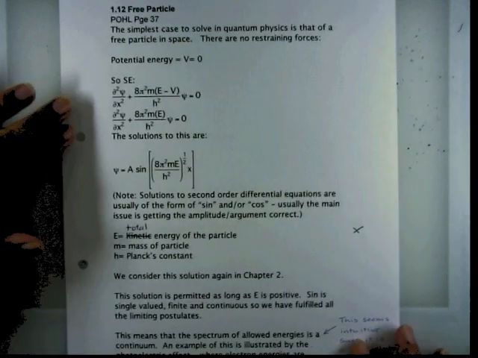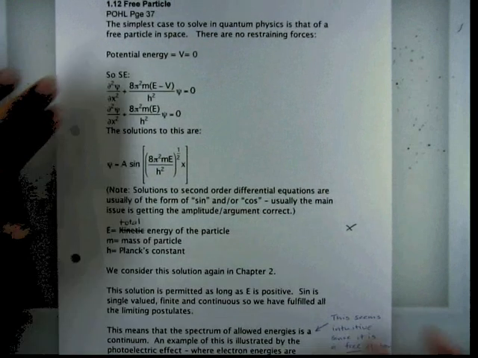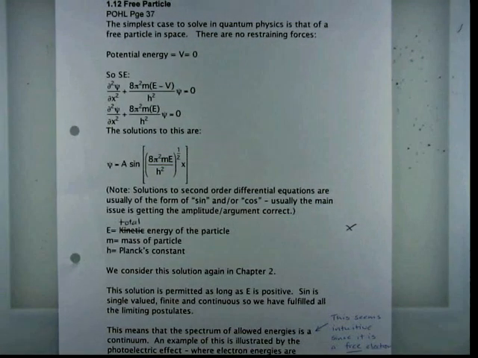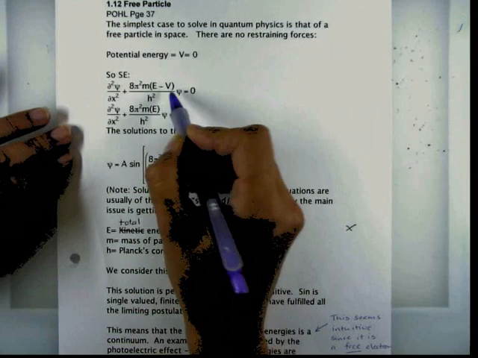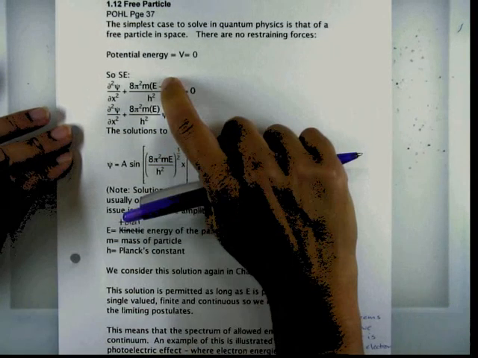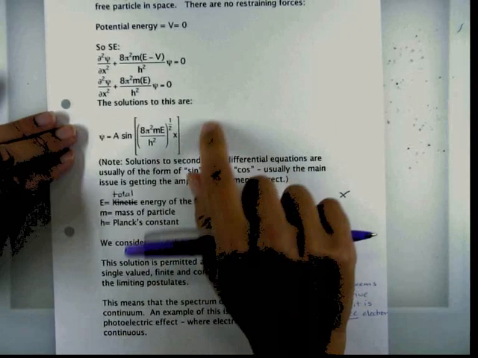Okay? Let's start off with a free particle. And just to remind you what your free particle is, it's when you don't have any fields or anything like that acting upon your particle. You can think of an electron in a metal as being a free particle. Okay, so it's free to wander around the material. Now, the potential energy that we have is equal to 0, so therefore in Schrodinger's equation, we just get rid of the V.